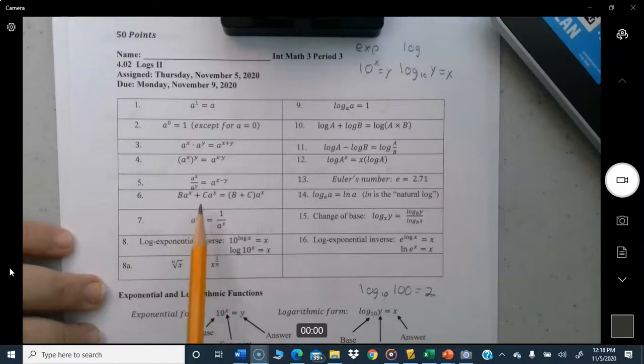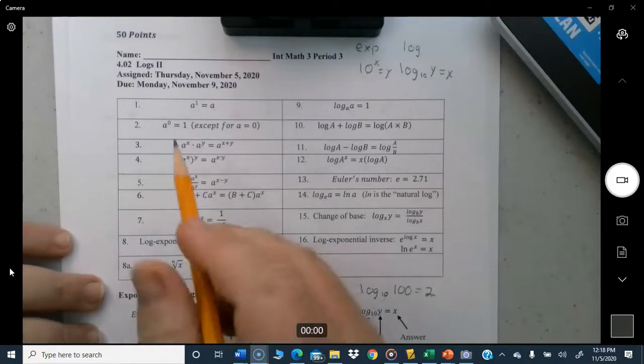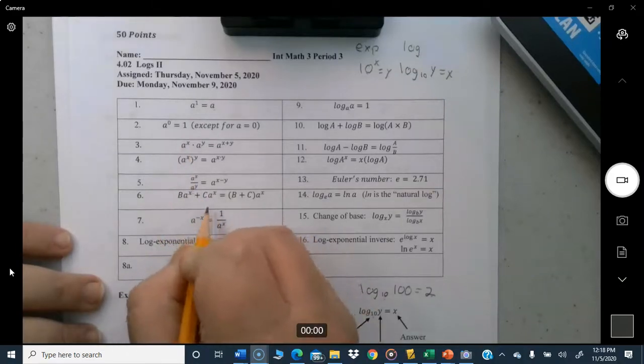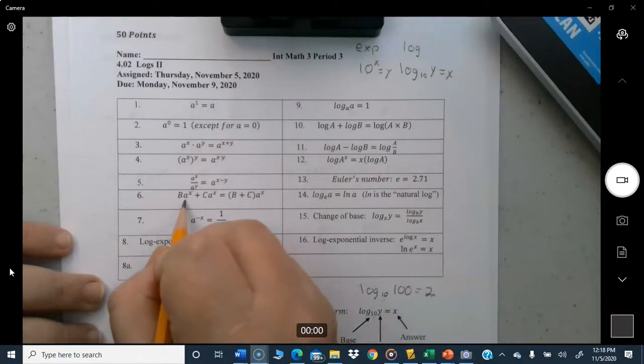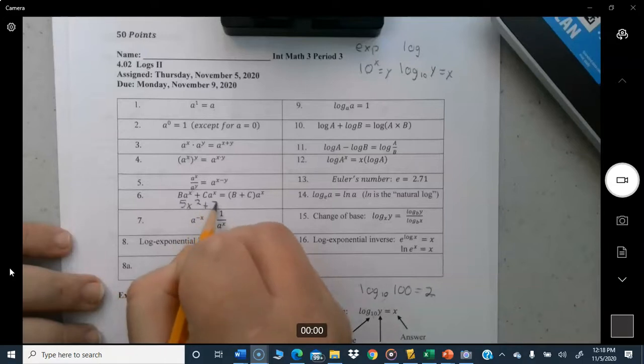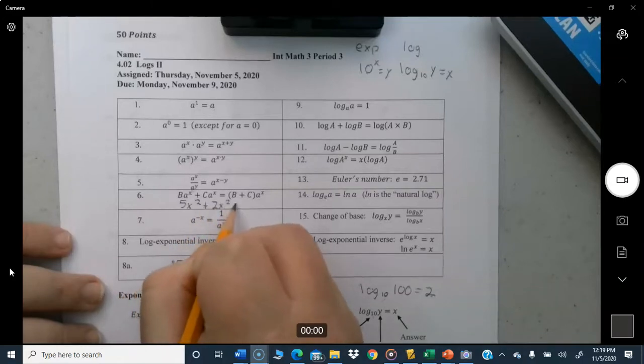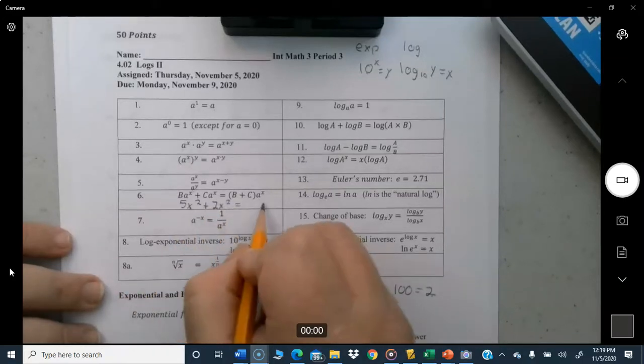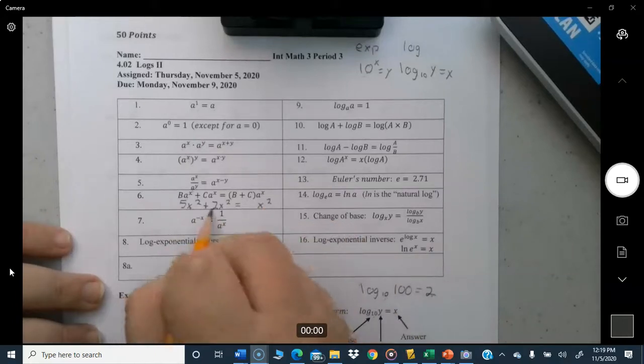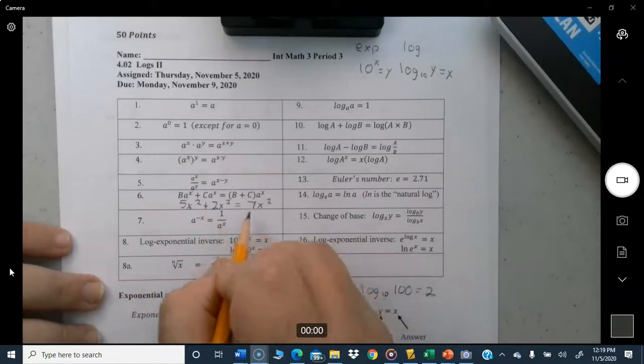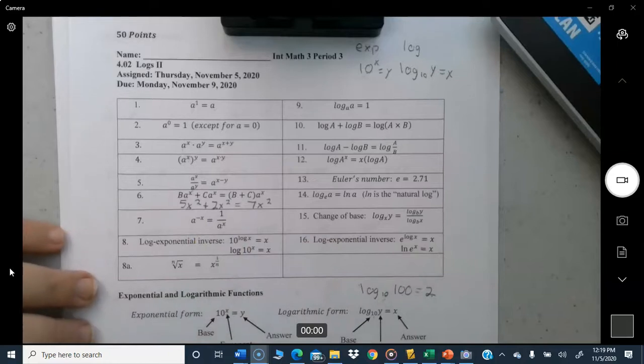Number 6. That's one that you've dealt with already. If the base and the exponent are the same, then you can add. So you've already done this in the last few units. You all know that 5x squared plus 2x squared equals, the x squared stays the same, and you just add the coefficients. 5 plus 2 is 7x squared. Okay, that's what that one is.